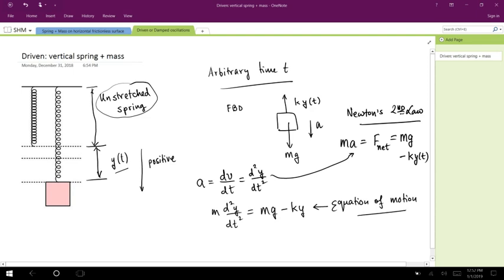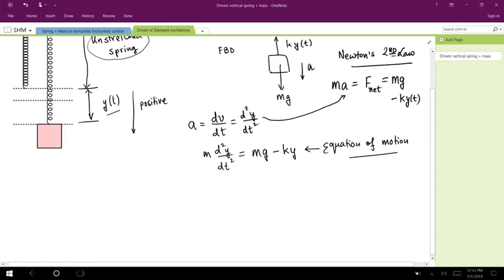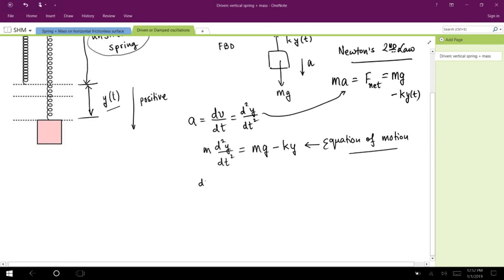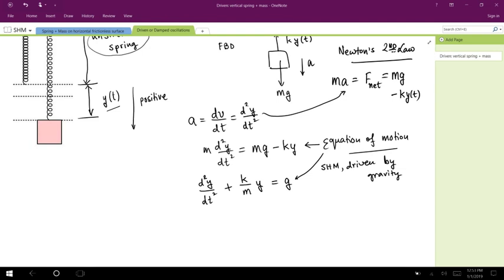Notice that this equation of motion is slightly different. We can actually reorganize and rewrite this differential equation in a slightly different manner. So I'm going to divide both sides by m and rearrange some of the terms to write this as d2y/dt2 plus k over m y is equal to g. Alright, so this is another way of writing the equation of motion. This is sort of driven by gravity. Gravity is the external force, and so you notice that this differential equation is slightly different from what we had for our spring plus mass on a horizontal frictionless surface.